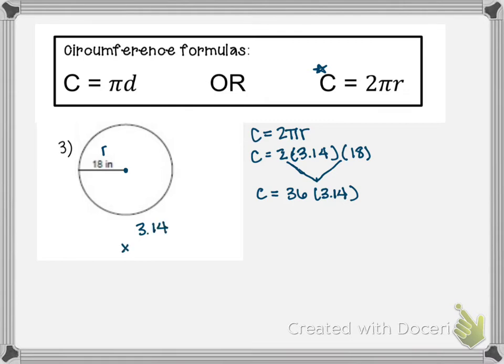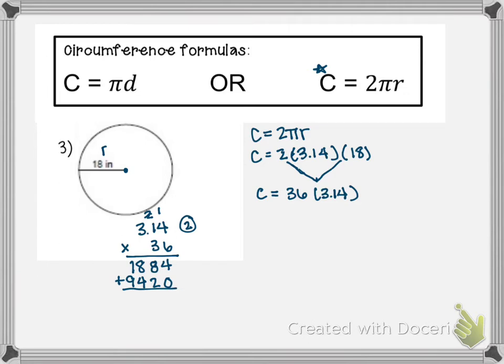So I have 3.14 times 36. Remember, when we're using multiplication, we tend to put the number with the most digits on top, not necessarily the biggest number. We have 2 numbers to the right of the decimal. 6 times 4 is 24. 6 times 1 is 6 plus 2 is 8. And then 6 times 3 is 18. 0 for a place value holder. 3 times 4 is 12. 3 times 1 is 3 plus 1 is 4. And then 3 times 3 is 9.